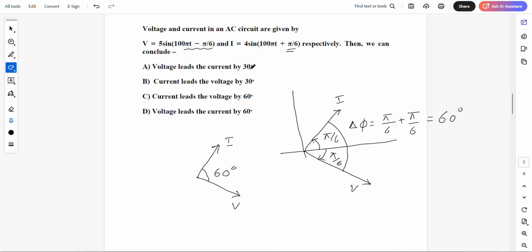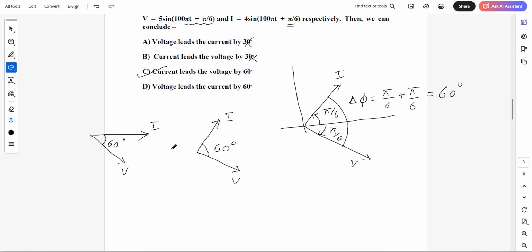Voltage leads the current? No, wrong. Current leads the voltage by 30 degree? Wrong. Current leads the voltage by 60 degree. This is the right answer. Okay, you can write even like this also. If you take I on the x-axis, again V will be like this. You can rotate this vector. This is V. Again the angle will be 60 degree only. I is leading by an angle 60 degree with respect to V.